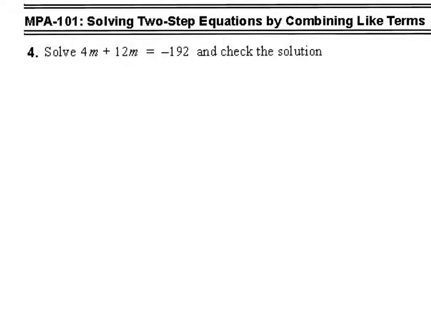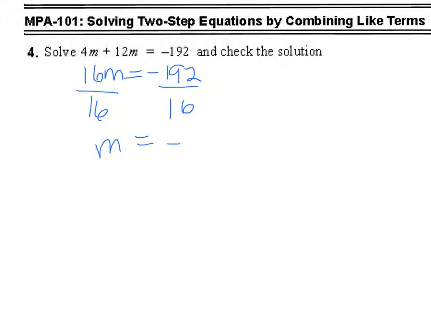In this section, we're solving two-step equations by combining like terms. Like terms have the same variables raised to the same power, so in this case, if I have 4m and I add 12m to that, I will now have 16m. 4 plus 12 is 16. Equals negative 192, just copying it down. Then to get rid of my 16, I'm going to divide both sides by 16, so m equals, and using my calculator, I got negative 12.